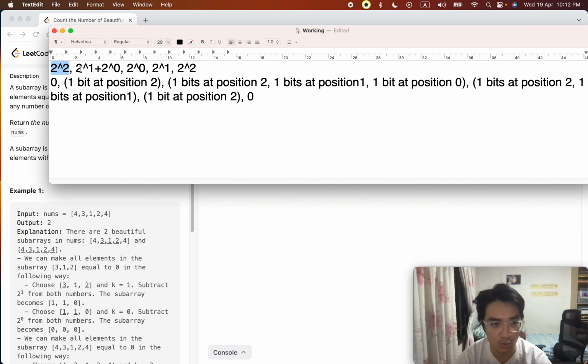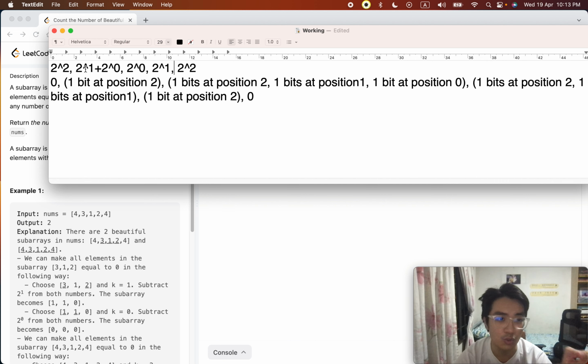So 4 is 2 squared, 3 is 2 to the power of 1, which is 2, plus 2 to the power of 0, which is 1. So that's 3. This is 1 because it's 2 to the power of 0. This is 2 to the power of 1, which is 2, 2 to the power of 2, which is 4. So the key to understanding this is that any number can be represented in this way, right? And what would constitute a beautiful subarray?